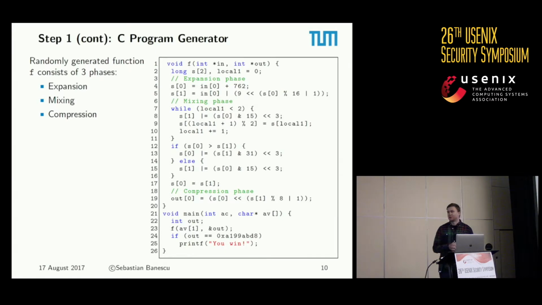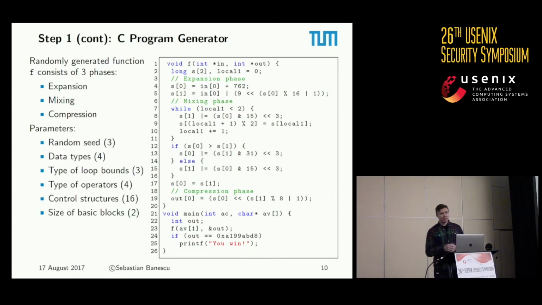So we wrote a C program generator which generates programs having a similar structure to this program shown on the right side of the slide. You have an expansion phase where the inputs are expanded into several state variables. Then you have a mixing phase where all of these state variables are processed using different types of operations. And finally, you have a compression phase where all of the state variables are merged into the output variable. And this randomly generated function is used in the main function below as sort of a hash algorithm which processes the input, and then the output of the hash function is compared to a constant value. If they are equal, then the desired logic is executed, so you win is printed.